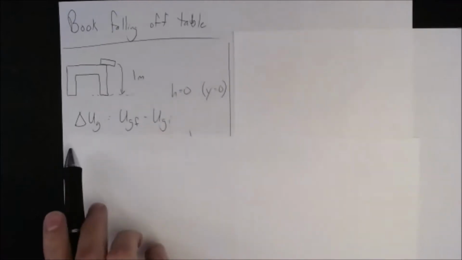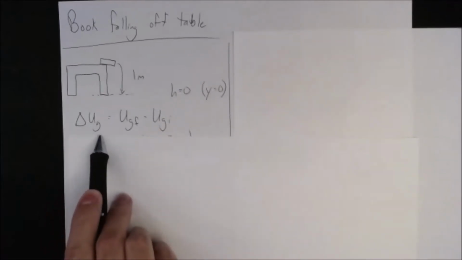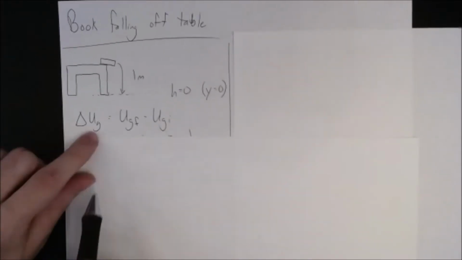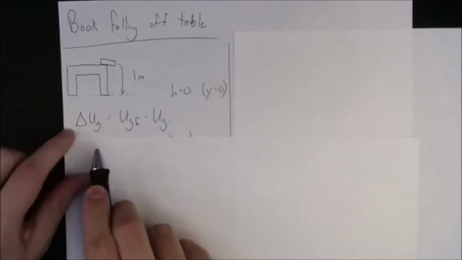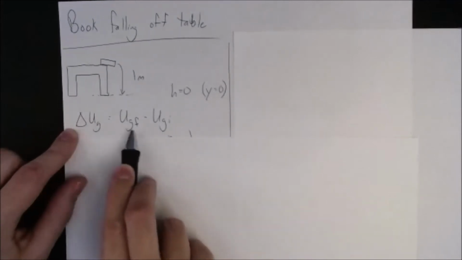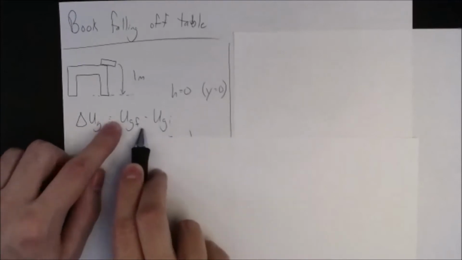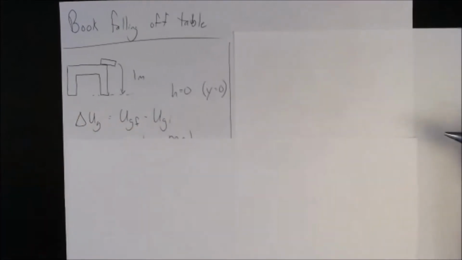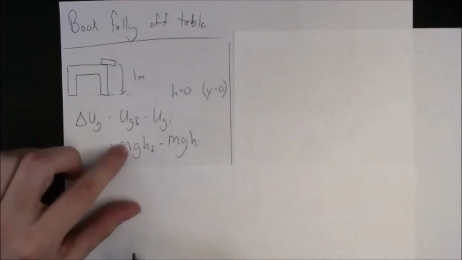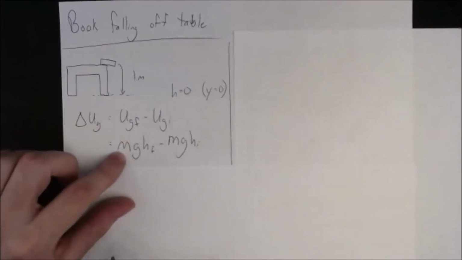We can say that the change in gravitational potential energy, the G means gravitational, the U, for some reason, means potential. So change in gravitational potential is equal to, well, delta, change in, is final minus initial. So I've got the UG final minus UG initial there. I can plug in the corresponding equation.